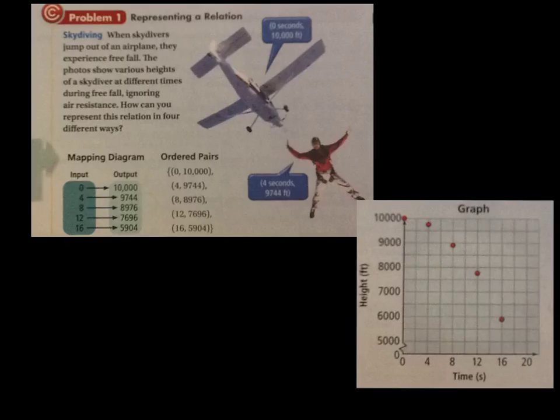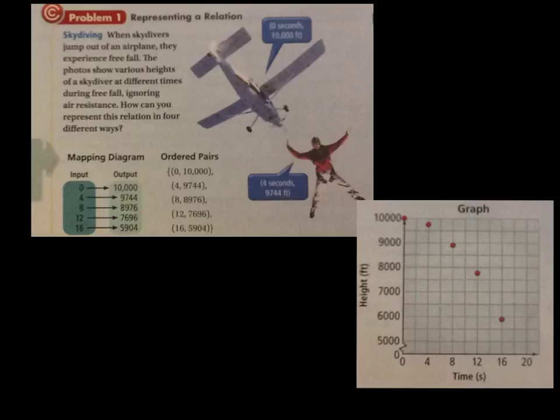So here's a real-world problem. When skydivers jump out of an airplane, they experience what's called free fall. The photo shows various heights of a skydiver at different times during the free fall. Ignoring air resistance, how can you represent this relation in 4 different ways? So the 4 different ways are a mapping diagram, listing ordered pairs, making a table, and a graph. So we've got 3 of the 4 right here, and the one that we're missing is the table.